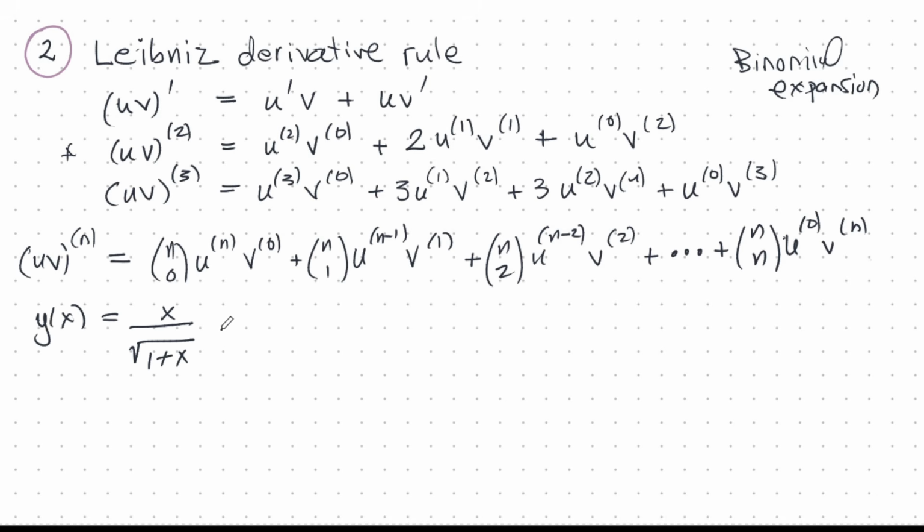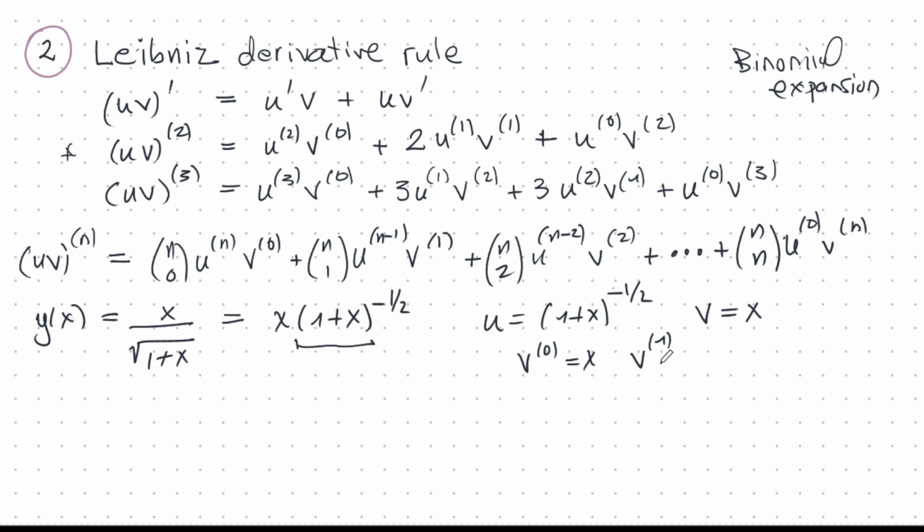So my function is x over root 1 plus x, and I can write it the following way, like this. And I'll define my u to be this. You'll see why. So u is 1 plus x to the power of minus 1/2, and then my v is just going to be x. So the important thing here is that v zeroth derivative is x, but v first derivative is just 1, and the second derivative and higher are going to be 0. So the kth derivative of v is 0 when k is greater than 1. And that means all of these terms here are going to be 0. Well, that's really a relief, because now it's within the realm of possibility to figure all this out.